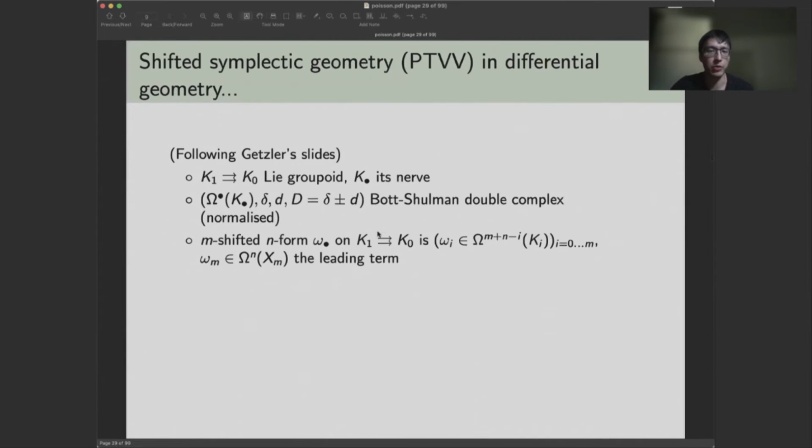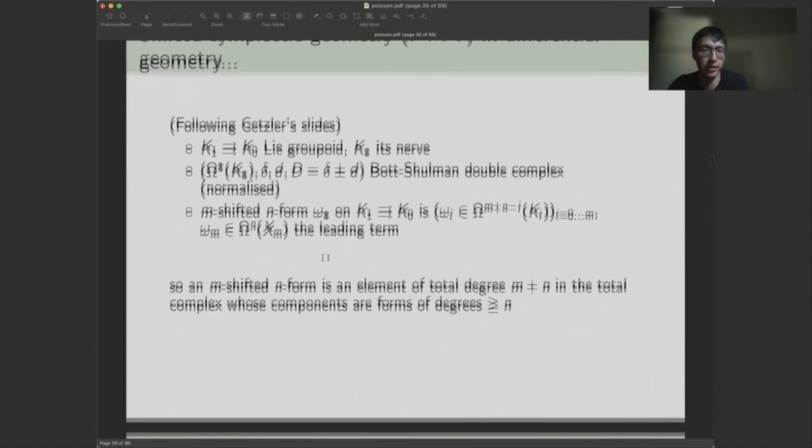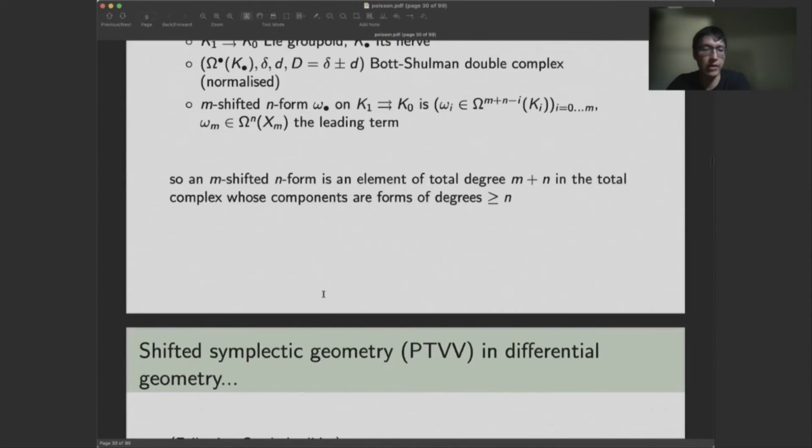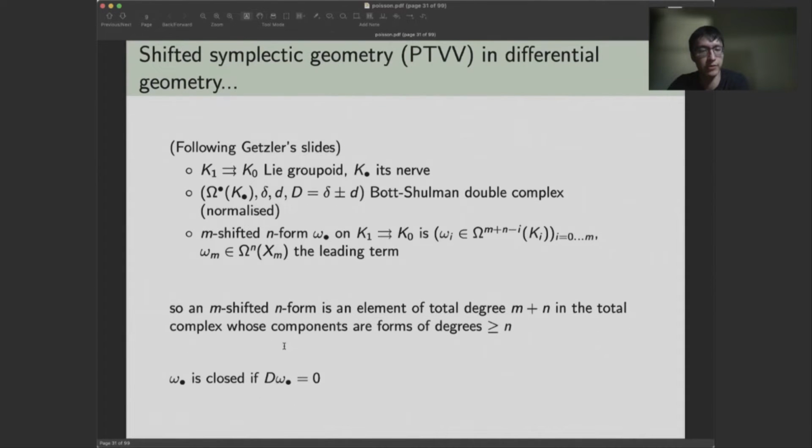Now we are going to define an M-shifted N-form. It is an element of degree M plus N in the total complex, in which all the components are forms of degrees higher than or equal to N. Right. An M-shifted N-form is closed if it is closed with respect to this total differential.